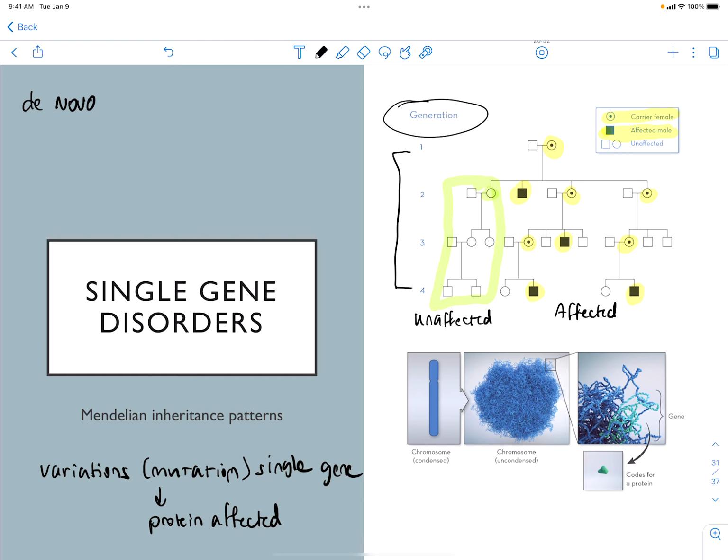De novo mutation, which is new. And this means that there was no family history of having this disorder, but it arose during the formation of the eggs and sperm at some point during the chromosomes being replicated. And so this new mutation is now introduced into the family and can be passed on to subsequent generations. But all previous family members would not have a history of this particular gene.